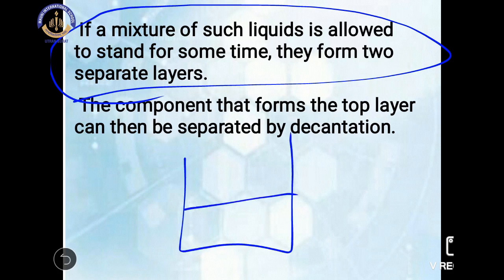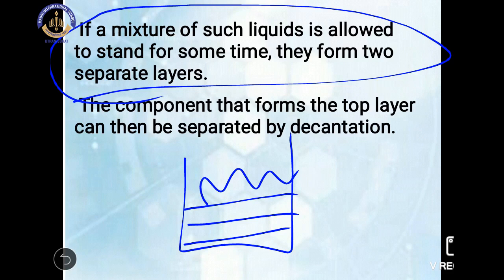So which type of mixture do we have to take here? We take a first component, water, and a second component, oil. Stir it with a spoon, and after a few minutes you can observe that the oil will remain on the surface of the water. It will separate from the water itself. So we can separate the oil from the water by the decantation process. The component that forms the top layer can then be separated by decantation.